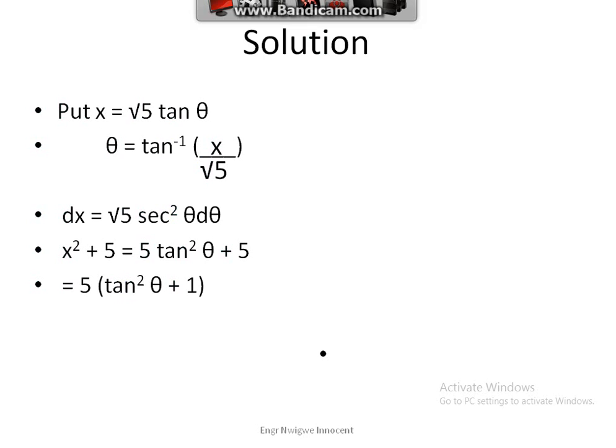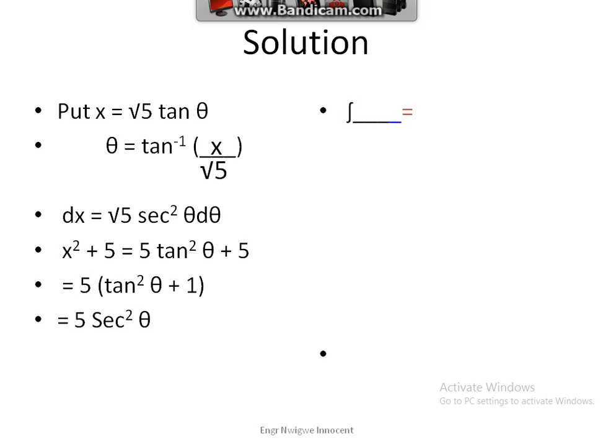Therefore, if you now bring out the common item, which is 5, and put the rest in the bracket, we now have 5 in bracket tan squared theta plus 1, which is equal to, from the law of trigonometry, tan squared theta plus 1 is sec squared theta. Therefore, we now substitute tan squared theta plus 1 to have 5 sec squared theta.